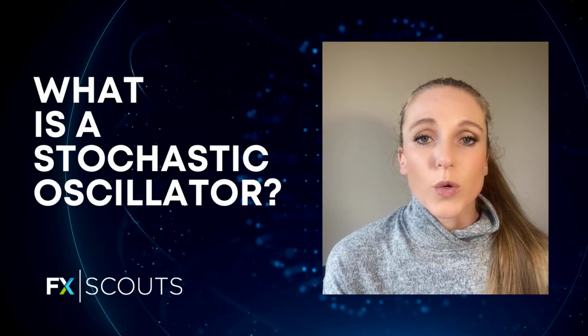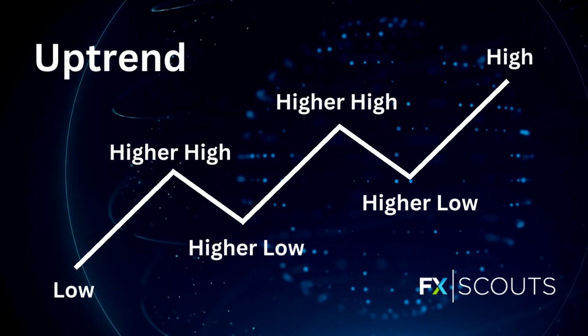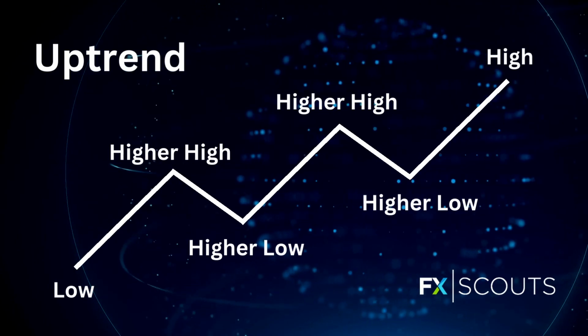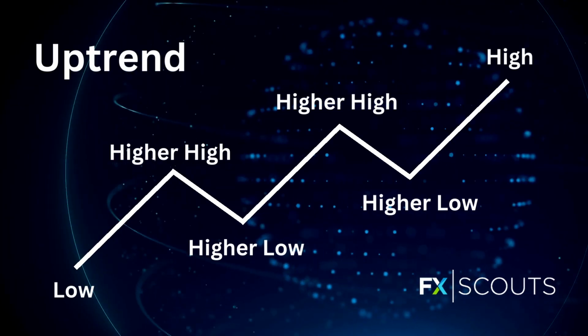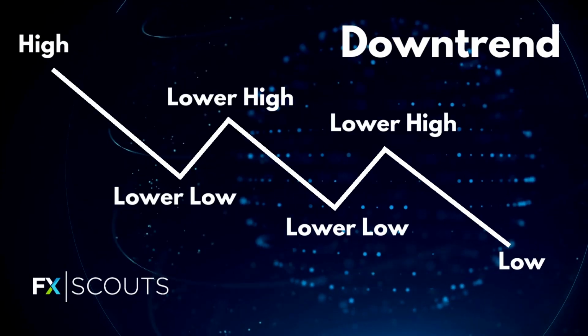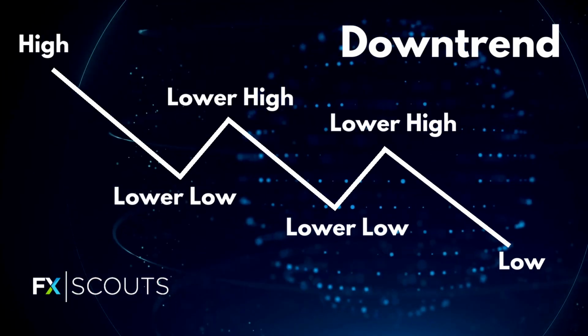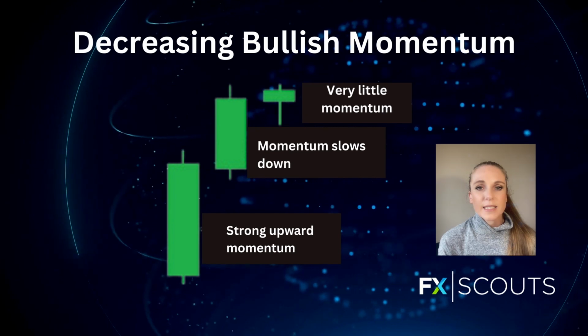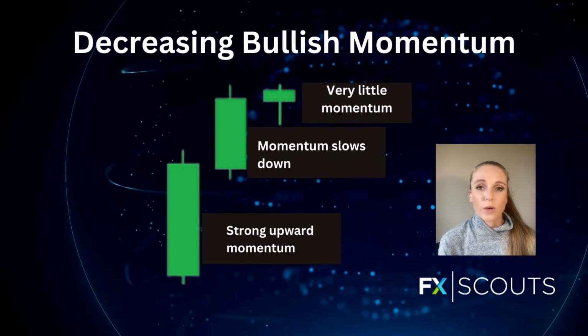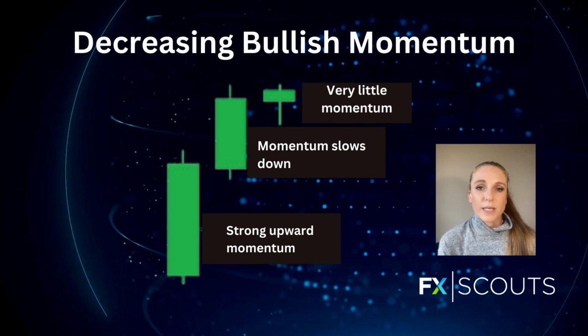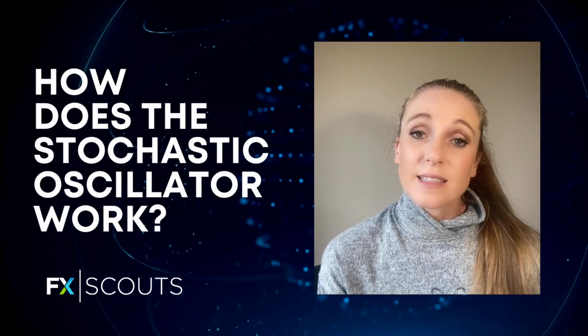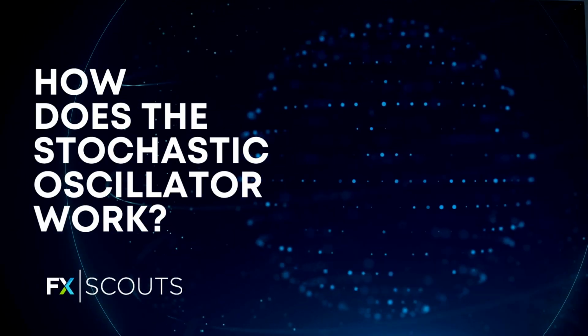The oscillator works on the theory that in an uptrend, the next price will be equal to or above the previous price. And similarly, in a downtrend, the next price will be equal to or below the next closing price. If the closing price tends to slip away from the high or the low, it means that momentum is possibly slowing down.